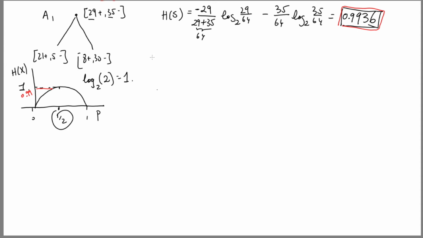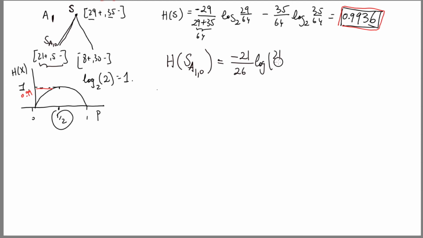Okay, so now we have our entropy of S. Let's compute the entropy of attribute A1, and I'm going to just call it A10. What I mean by this notation is that this is S, and this here is A10, the subsample or subpopulation when I split on A1 for the first value of A1, so A10. So here I'm looking at the entropy of this distribution, and it's going to be pretty straightforward. It's 21 over 26 log 21 over 26 minus 5 over 26.